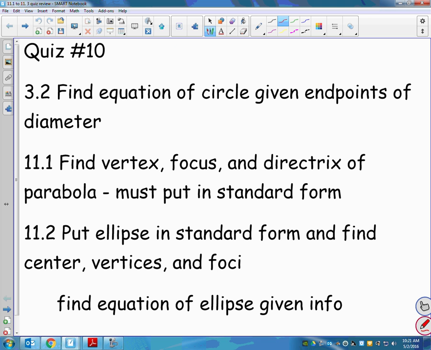So remember our circle formula is x minus h squared plus y minus k squared equals r squared. And then we talked about parabolas, and you have to find the vertex, the focus, the directrix of that parabola. And it means you must put it in standard form, which means you're going to have to complete the square on this.